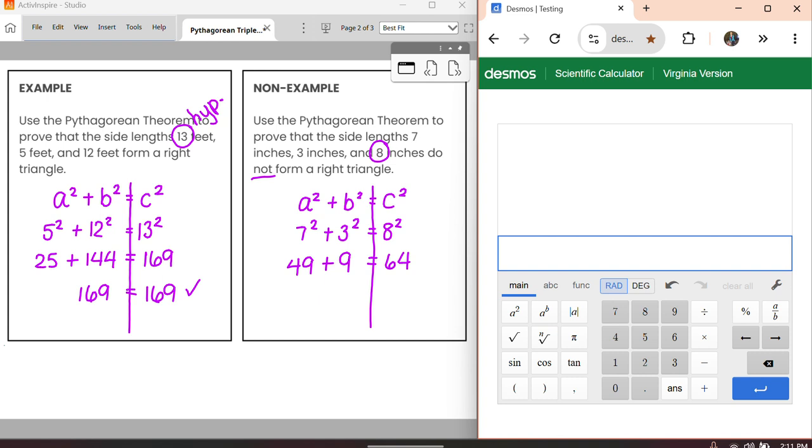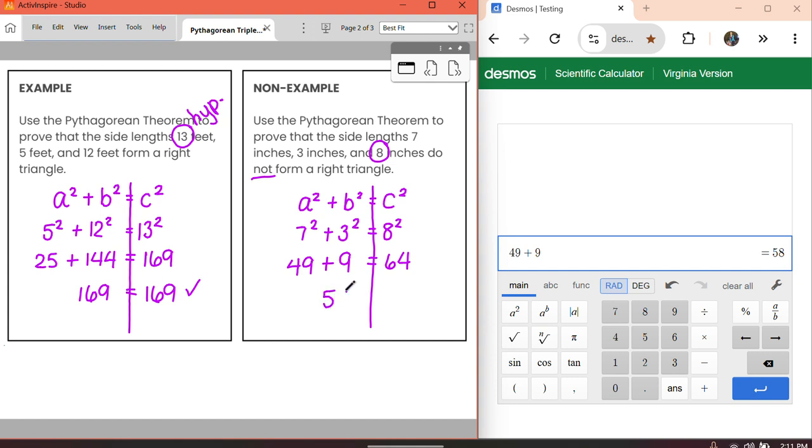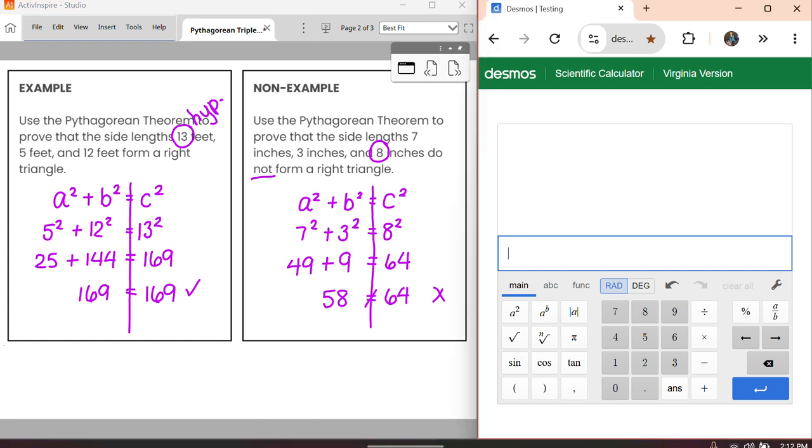And remember, I can't tell yet whether these are equal or not. I've got to do something on this side. 49 plus 9 is 58. And on this side, I got 64. So actually, instead of an equal sign, we should have a not equal sign because these do not work. If I gave you a stick that was 7 inches, another one that was 3 inches, and another one that was 8 inches, there is no way on this planet that you could rearrange them to make a right triangle. You could make a triangle, but it wouldn't be a right triangle. And that's all that we care about right now is right triangles.